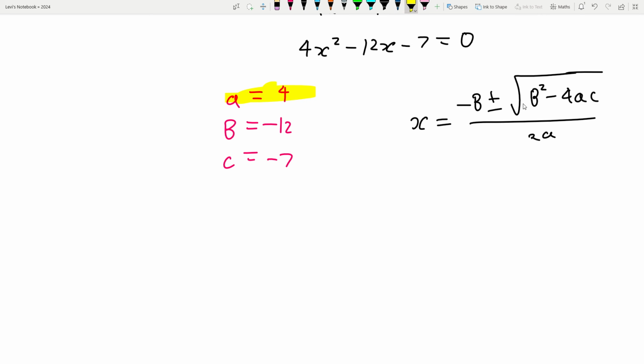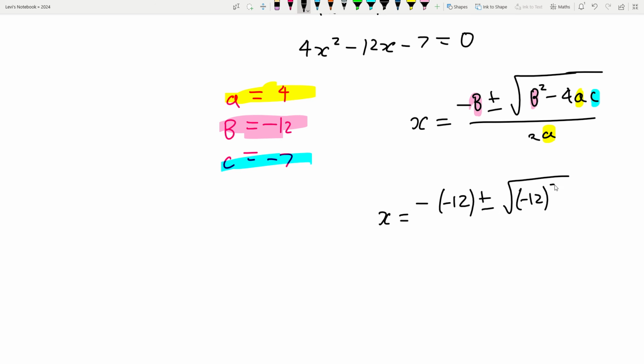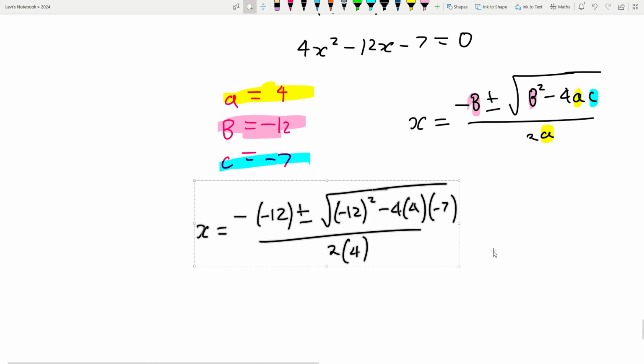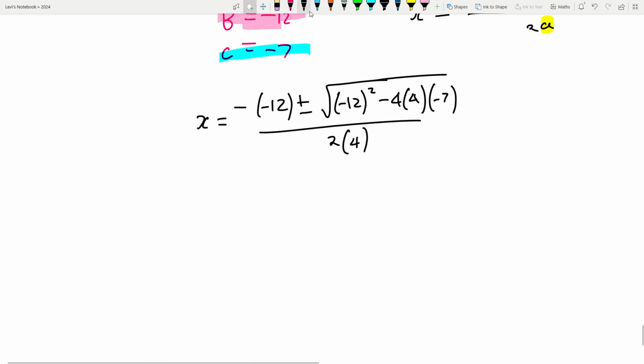You're going to chuck this guy into here, you're going to chuck this guy into here, and then finally this guy into here. So you're going to get x is equal to negative of negative 12 plus or minus the square root of negative 12 squared minus 4 times by 4 times by negative 7 all over 2 times by 4. Okay, so let's move this guy out of the corner into here. Let's break them down. So the front bit's going to be positive 12, because negative times negative is positive.